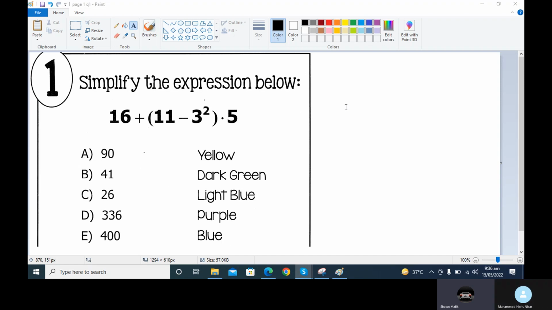Simplified expression. Okay, let me see. Yes, it starts with the letter P. Can you remember what that word is? I think you will remember. I think you will be able to answer. Wait, let me see.